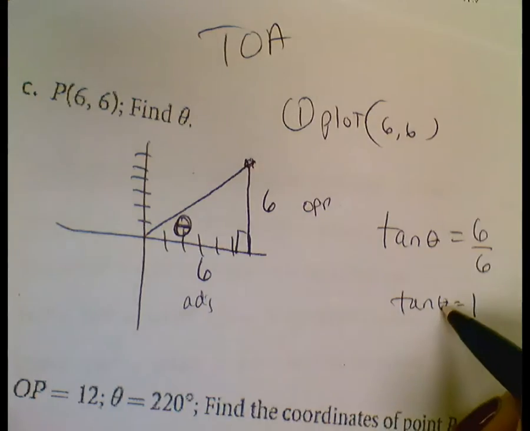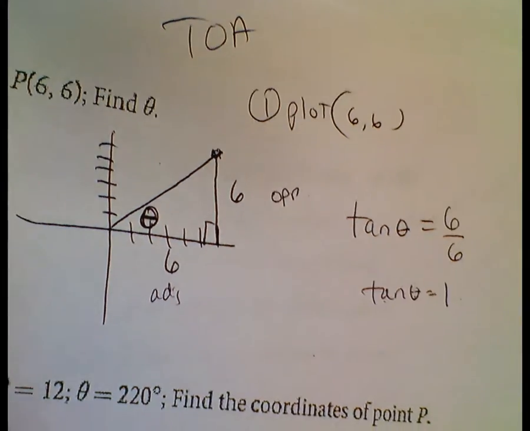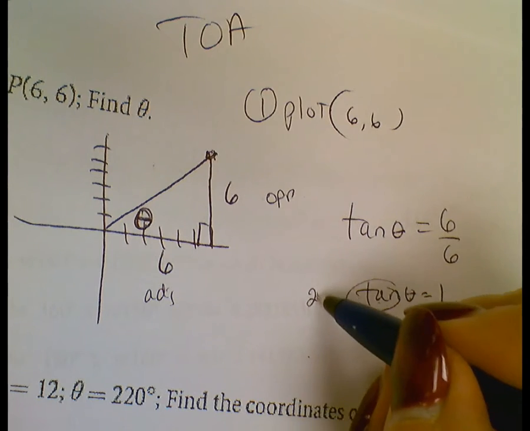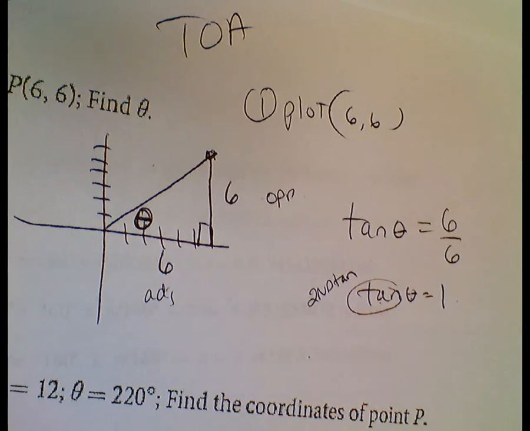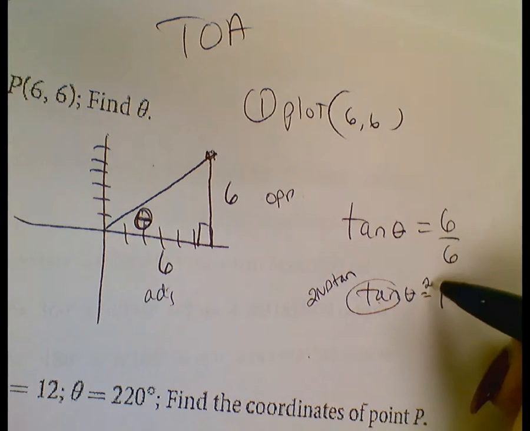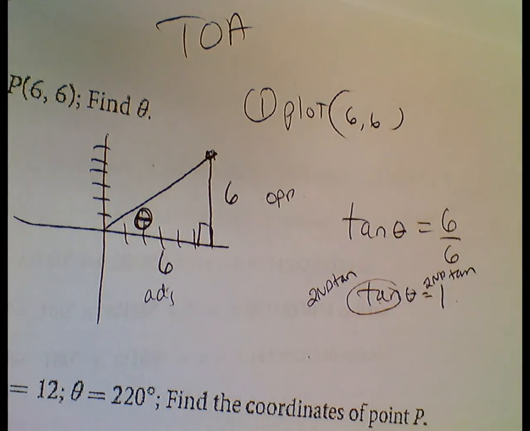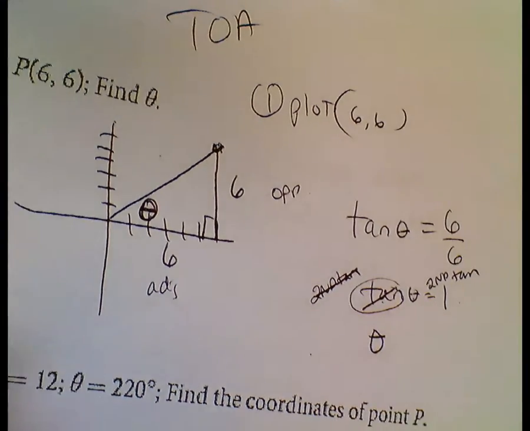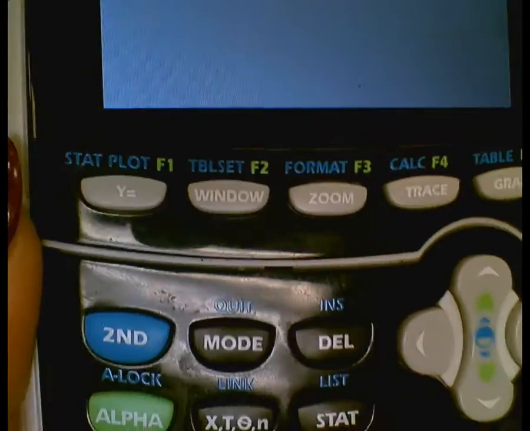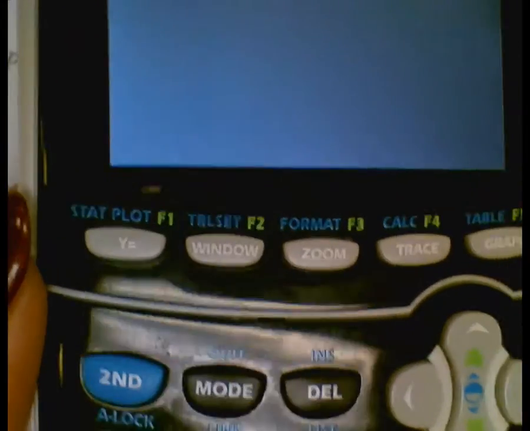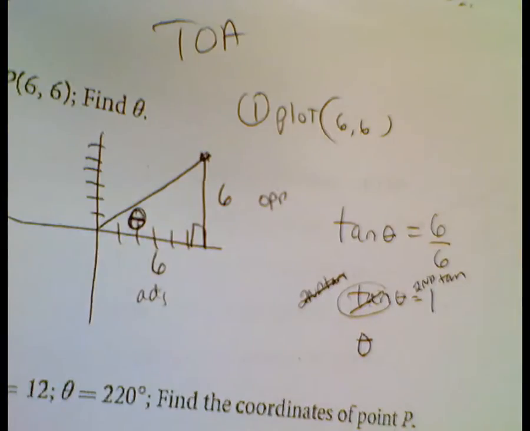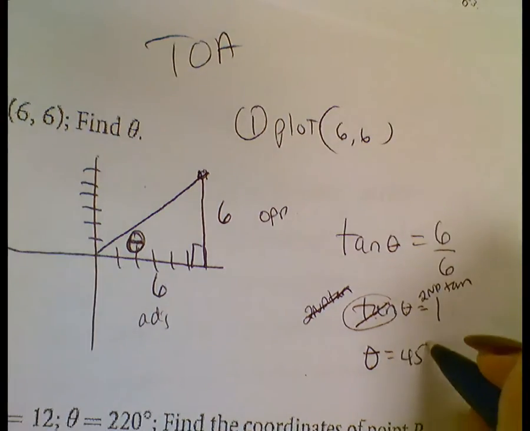Now, how do you find an angle? It was kind of like what we did with logs. If you have a word and you want to get rid of it, you press second tangent. That's the same thing as arc tangent of both sides. So if you do that to one side, you have to do it to the other side. Second tan of 1. So the tan and the second tan are inverses. They cancel. And on your calculator, you're going to press second tangent of 1. And this is how you find angles. 45 degrees. So theta is 45 degrees.